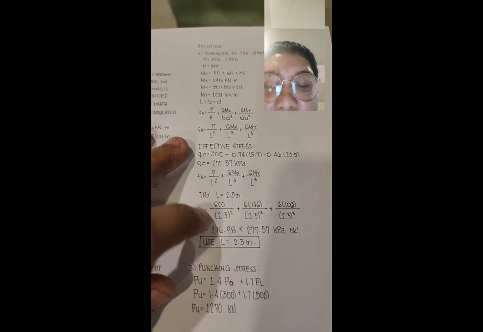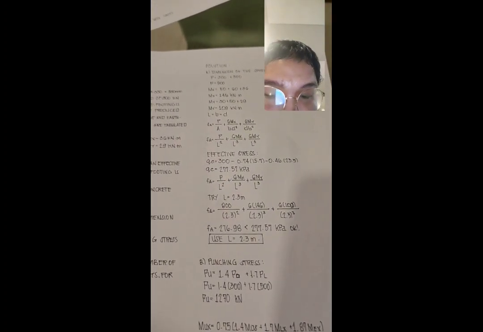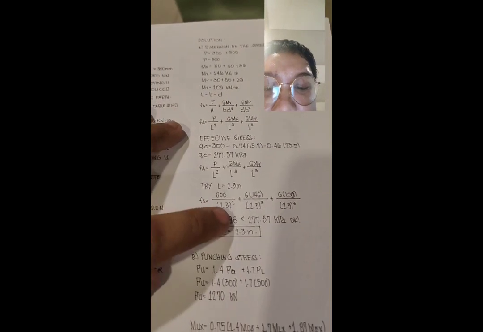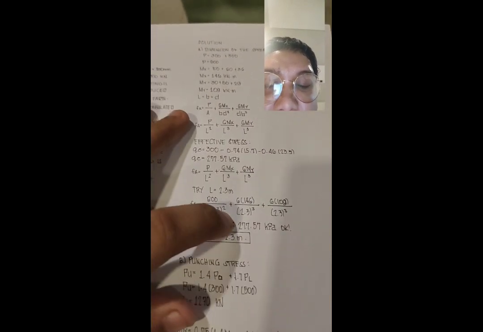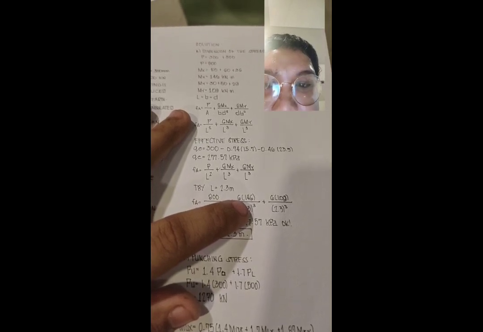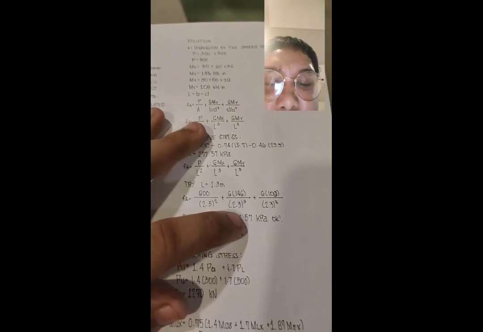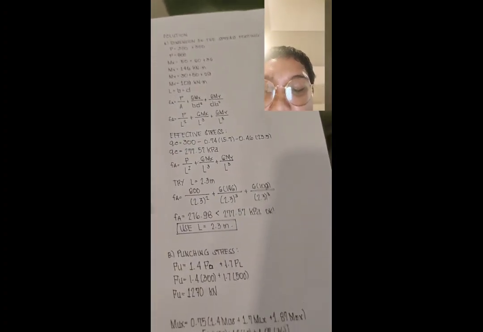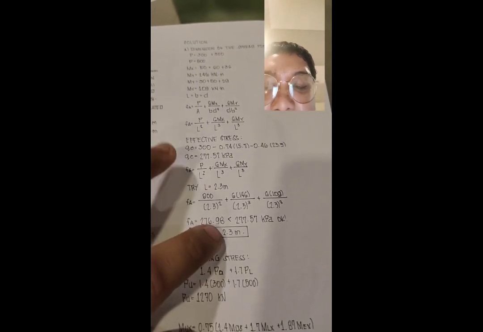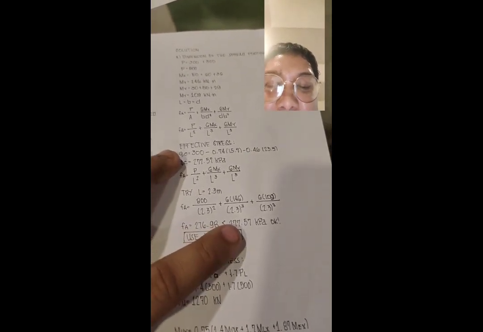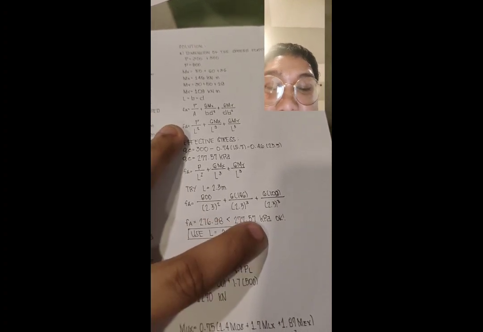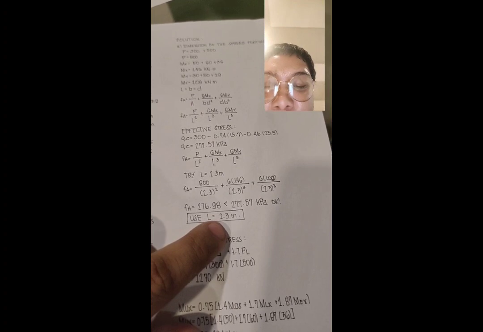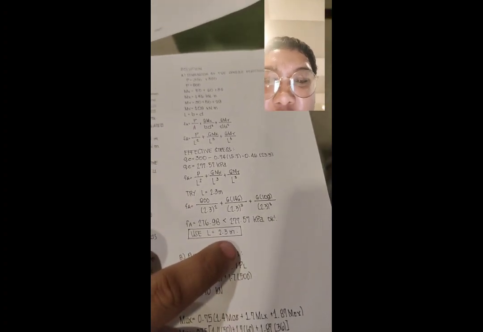So we have FA is equal to 800 total force all over 2.3 squared. Itong trinay nating length here, plus 6 times 146 na Mx all over 2.3 again na length cube plus, excuse me, 6 times 109 na total ng My all over 2.3 cube. So we're getting here the FA na 276.98 is less than 277.57 na QE, which is okay. So use L is equal to 2.3. Just yung magiging dimension niya.